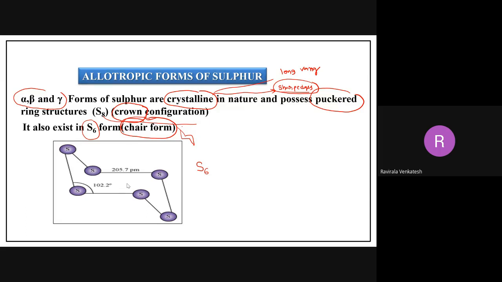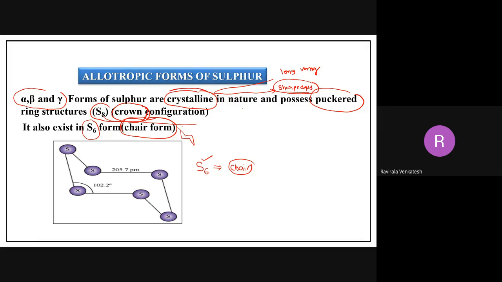Now, in this case, the S-S bond length is 205 picometer and the bond angle is 102. There is no need to remember this data; I have given it just to explain. But S6, what type of structure does it have? Chair form. This you need to remember. S8 will have what type of structure? Crown ring structure. These are the two things we have learned today. First of all, crystalline in nature.